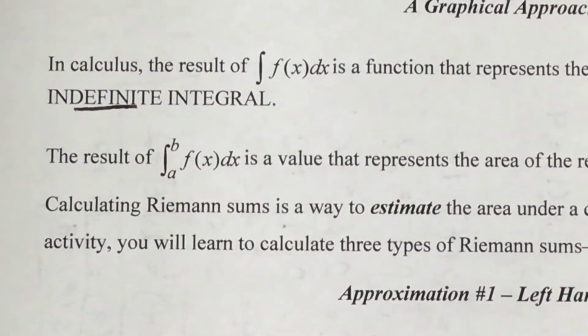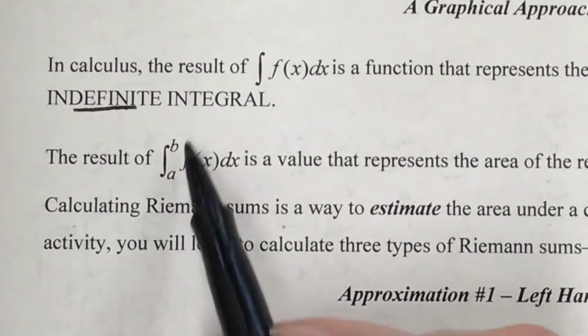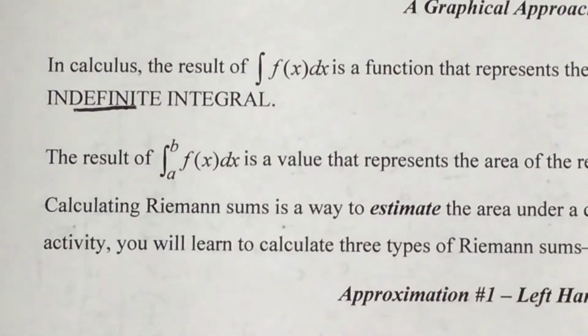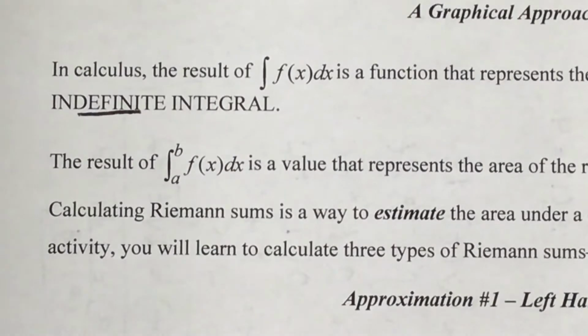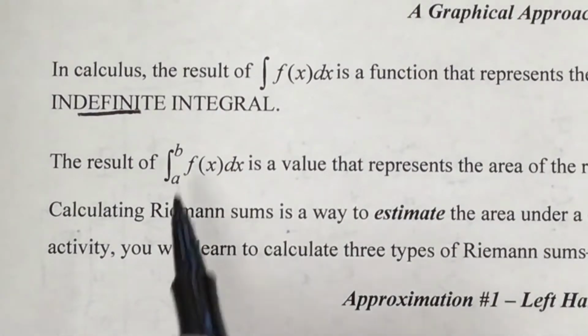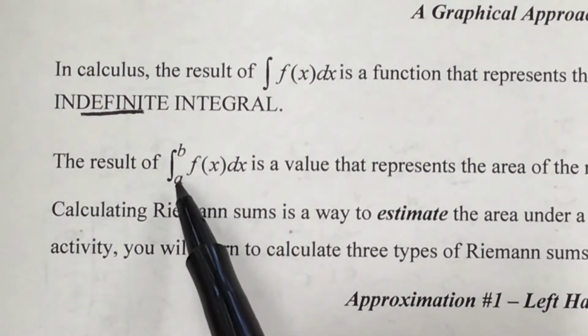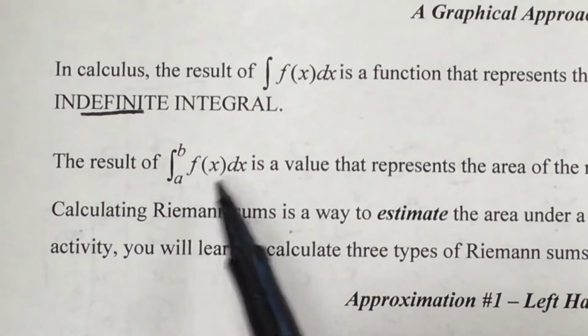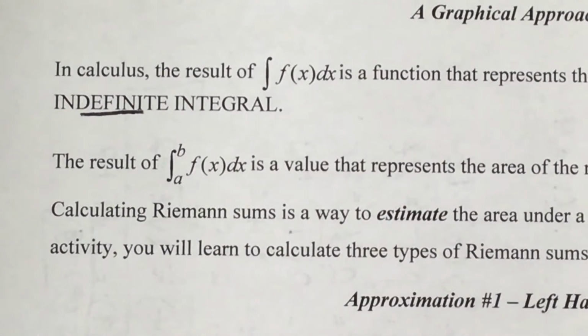The result of this a to b integral of f of x dx is a value, a number. So you will be plugging in values for a and b that get plugged in for x. That value represents the area of the region bounded by the curve of f of x and the x-axis on the interval where x is between a and b. So let's take a look at the graph below to see what that actually means.